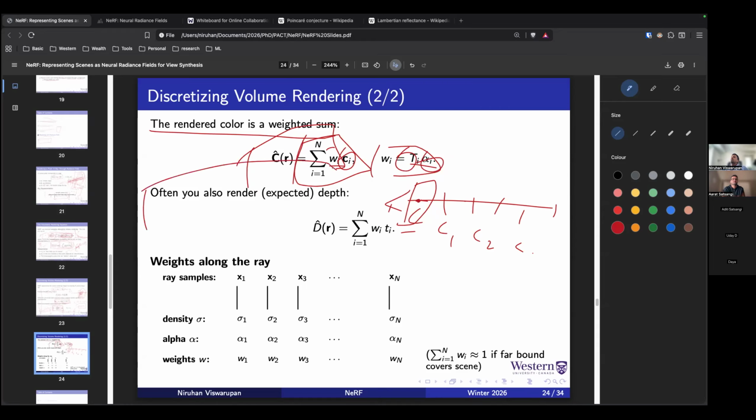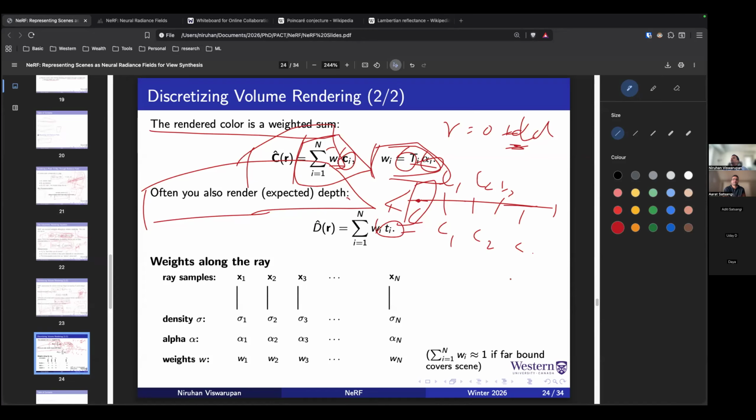They also sometimes render the depth. I don't think we need that. But what you can do is take these weights, Ti alpha i, and at each point you have this t as well, t1, t2, t3. We saw r equals o plus td, so this t value you vary along this line to get each point. You multiply this t value by the weight, and if you take the summation, in expectation it gives the depth.